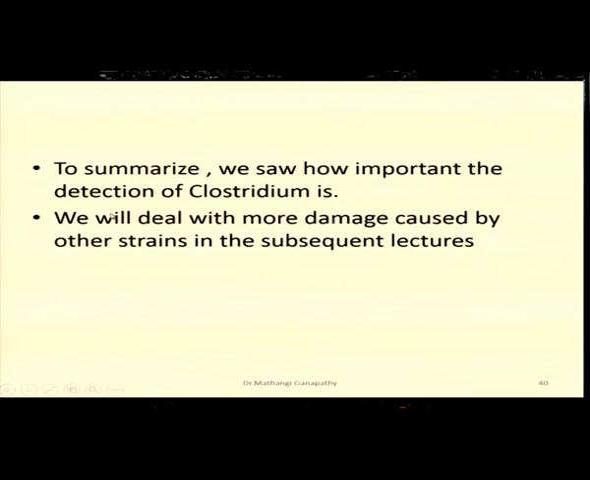To summarize, we saw that the genus Clostridium is capable of causing a series of foodborne hazards. The lethality depends upon the type of toxin synthesized by the sporulating organism. The detection of this toxin, as well as the organism, is extremely important. We will be dealing more with the damage caused by the other strains in the subsequent lecture.